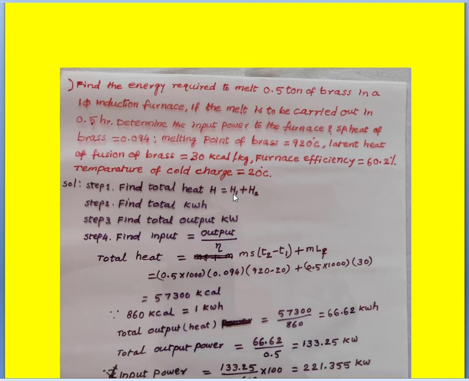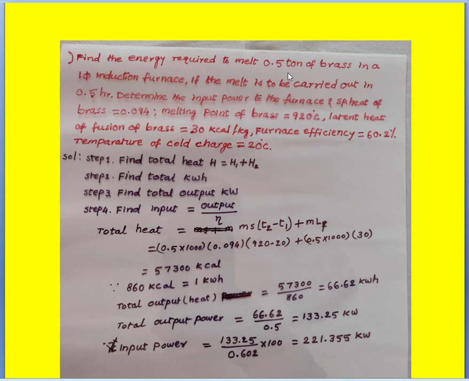Let us take another problem. Here, find the energy required to melt 0.5 tons of brass in a single phase induction furnace. If the melt is to be carried out in half an hour, determine the input power to the furnace.